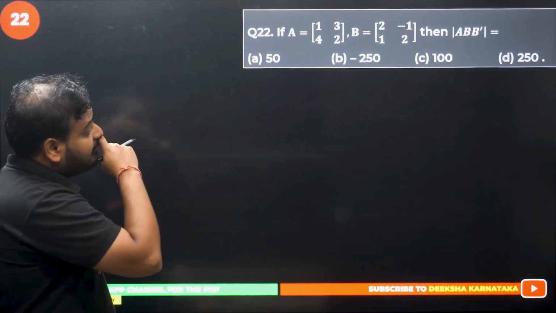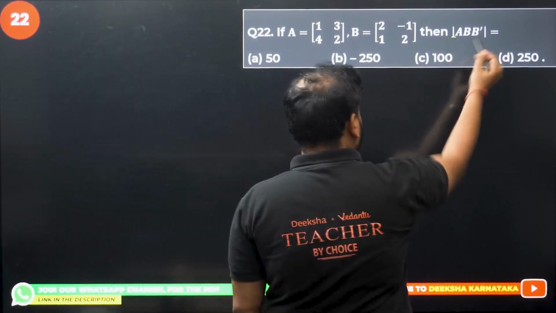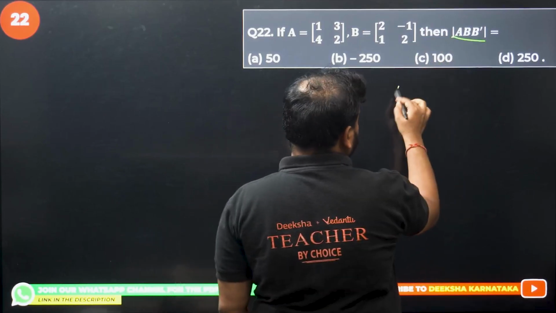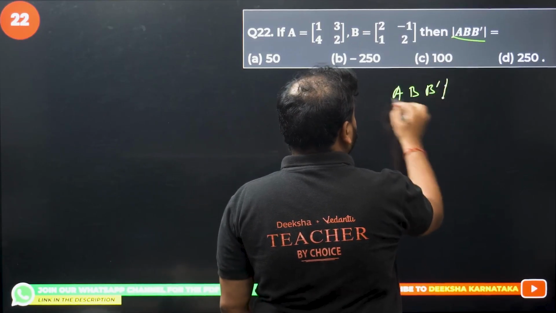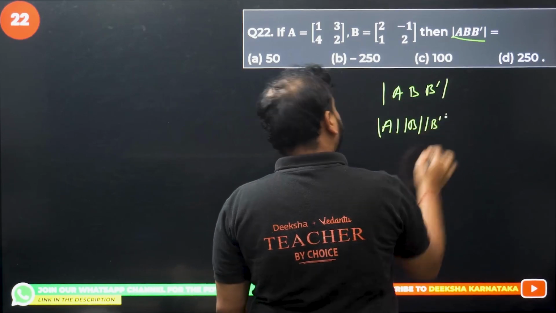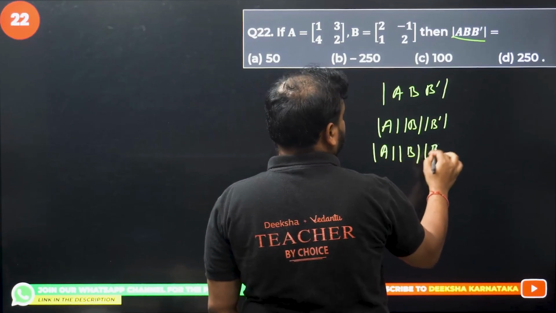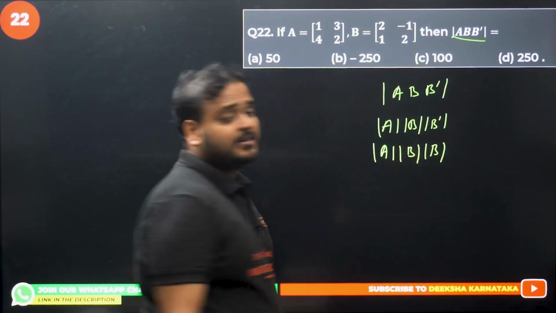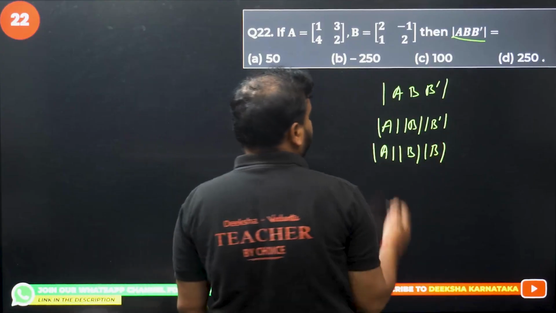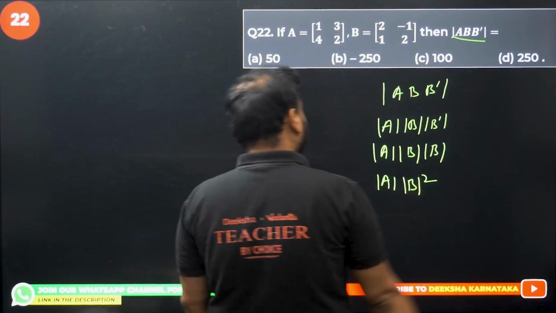If A is [1, 3; 4, 2] and B is [2, minus 1; 1, 2], then find this value. Now we all know how we can break this. Determinant of A B B dash becomes determinant of A times determinant of B times determinant of B dash. Determinant of a transpose matrix has the same value, transpose doesn't matter. I get determinant of A times determinant of B square. Find the value from here.